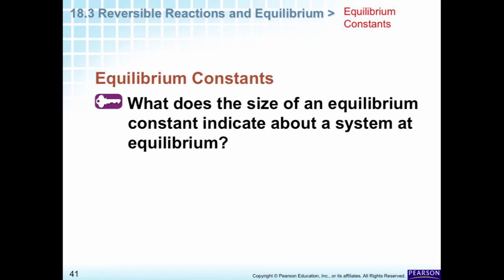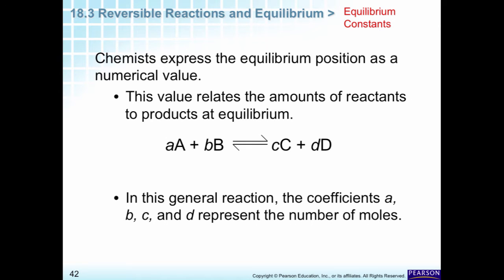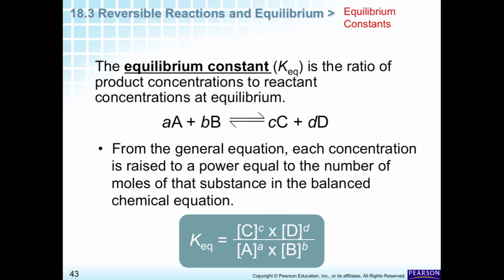Okay, now we're going to talk about equilibrium constants. Equilibrium constants are a way we can determine if the reaction favors products or reactants. So if we write our equation for A and B making C and D, where capital A, B, C, and D are our reactants and products, the chemicals, and smaller case a, b, c, and d are the coefficients, or the number of moles of each of those products and reactants.